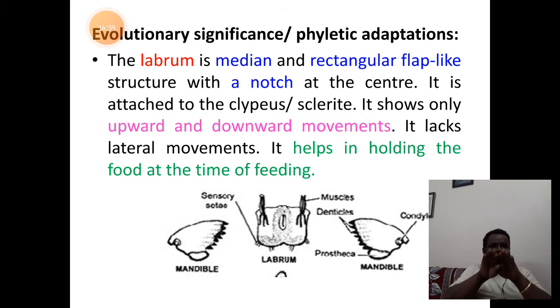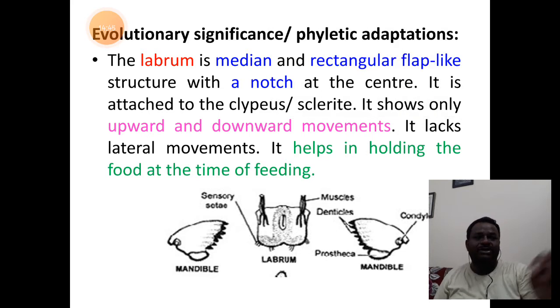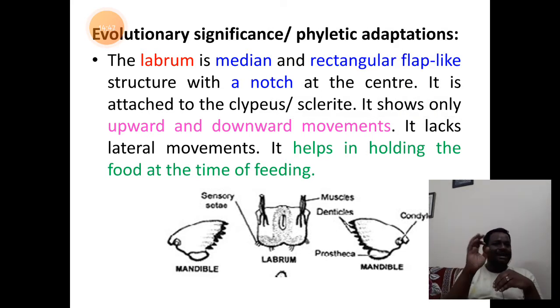Thereby, it assists in holding the food. It helps in intake of food. So labrum is a rectangular median position flap-like structure which assists in holding the food at the time of feeding, and it shows only upward and downward movement. It is attached to the head region, especially to the part called the sclerite or clypeus.